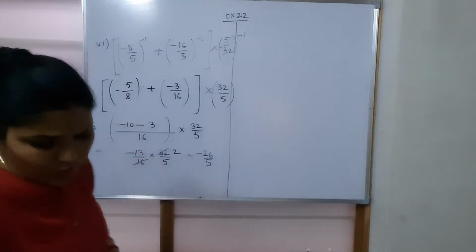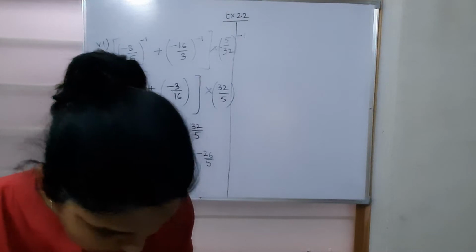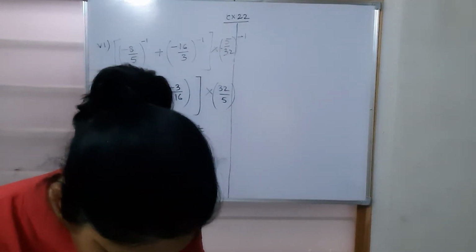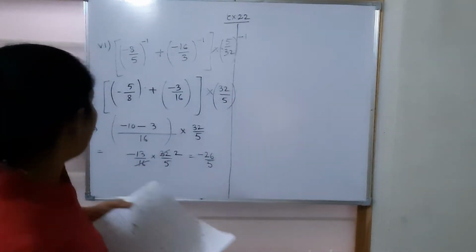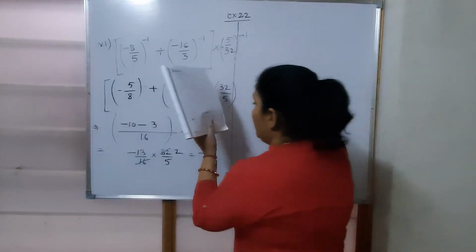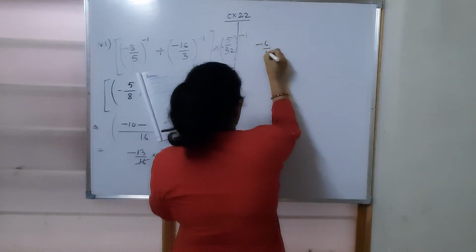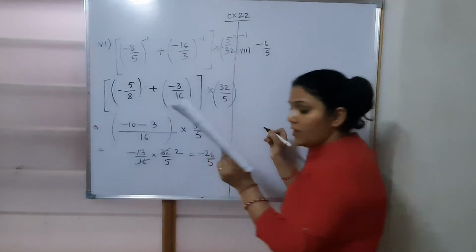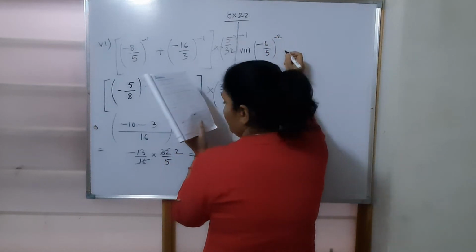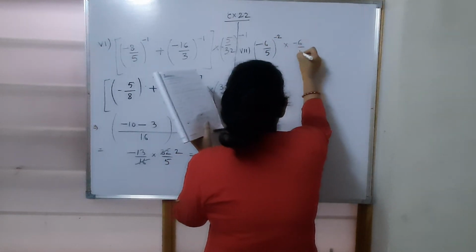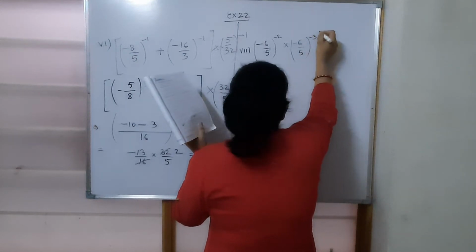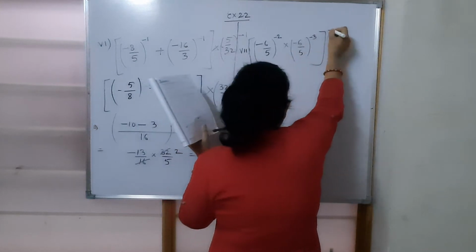Alright. Now moving on to the next question. Our next question, I hope everybody got the same answer. Fine. So just look here. Now our next question is the 7th question which I have given you as homework: minus 6 upon 5 whole raised to the power minus 2 multiplied with minus 6 upon 5 whole raised to the power minus 3, whole raised to the power minus 1.